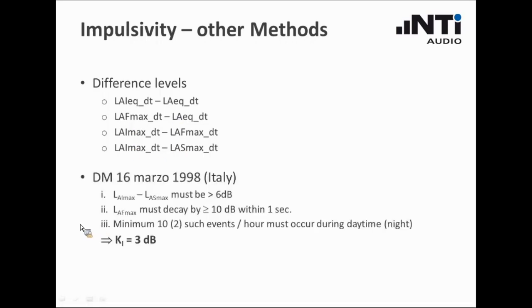We have an Italian standard that again calculates the difference between two levels, a short-term and a long-term average. It also says something about the decay, so the impulse must be shorter than 1 second. We have a minimum number of such impulses that must occur to be rated as annoying, and here we have again the corresponding penalty. So just to give you this idea, please make yourself acquainted with the requirements in your country to make sure that you are calculating the impulses correctly.